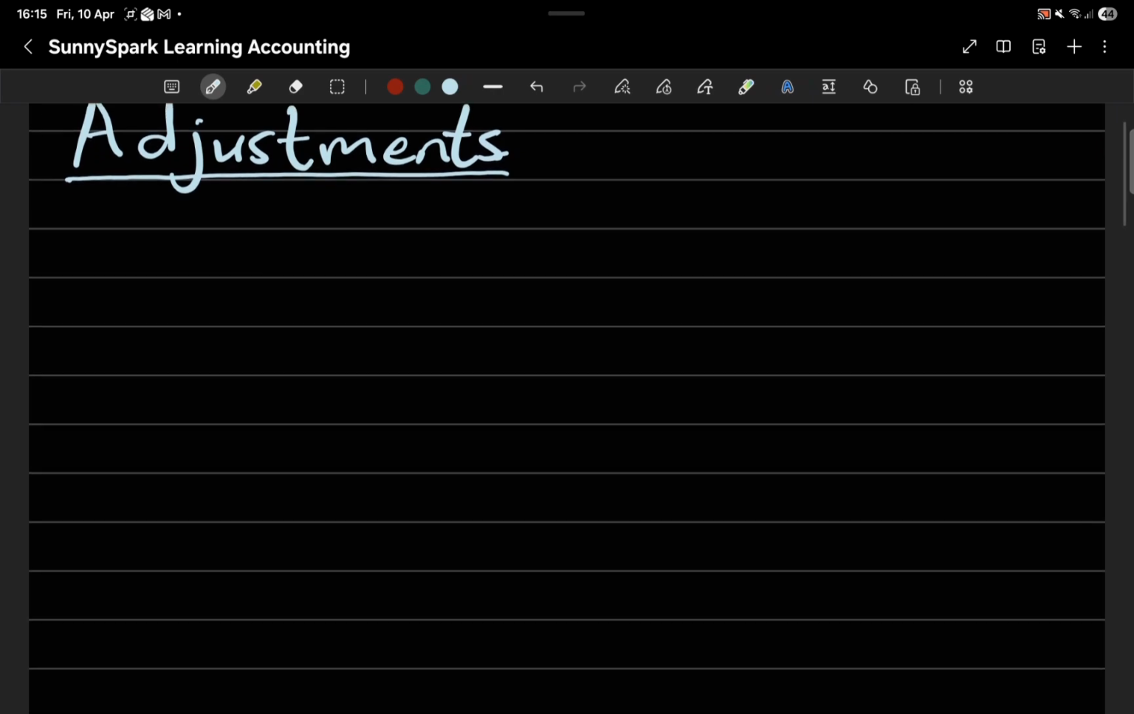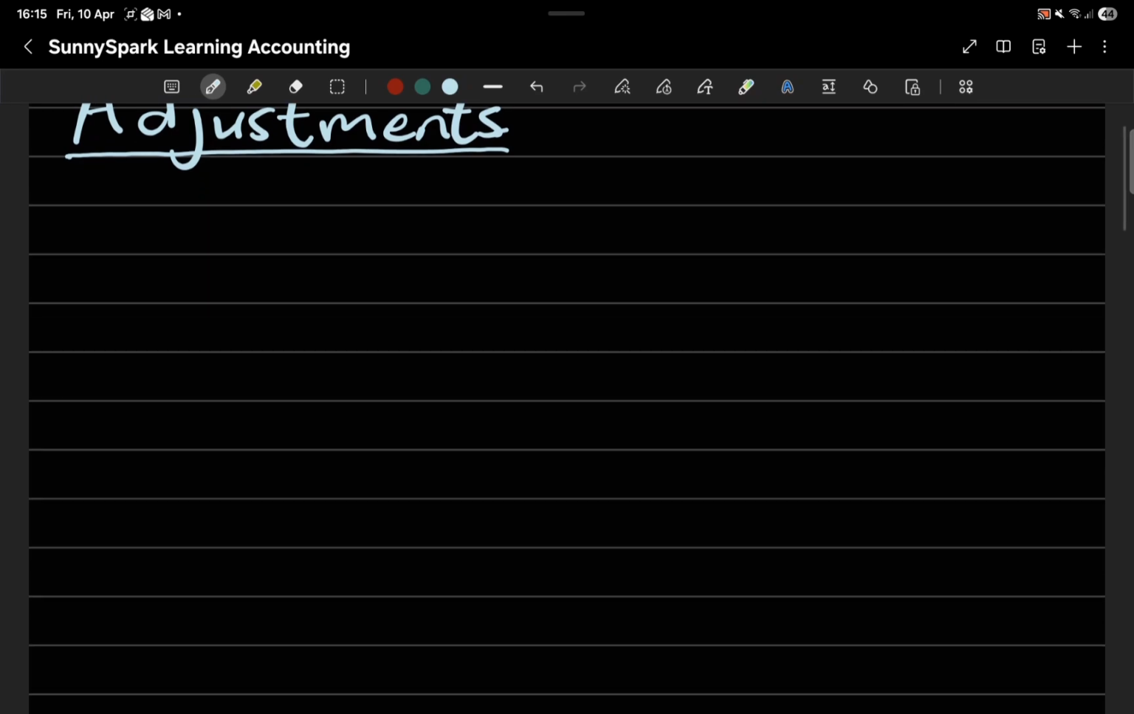In accounting, we have 4 different adjustments, which help us record transactions in the right way and in the correct time period. These adjustments apply to grade 10, 11, and 12. It doesn't exclude anyone in accounting. So we have 4 types, which are prepaid expense, income received in advance, accrued income, and accrued expense.